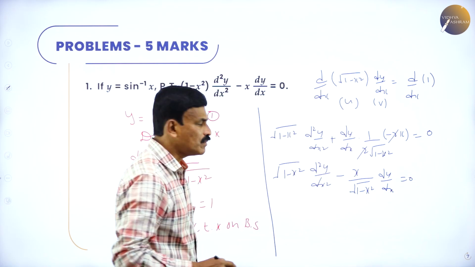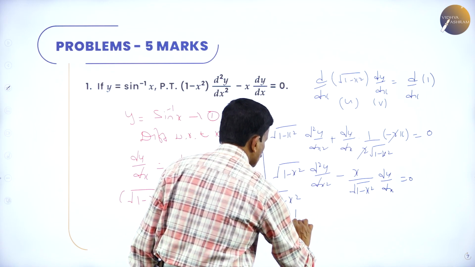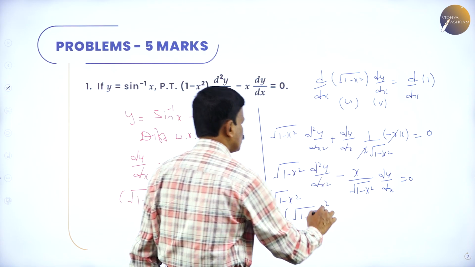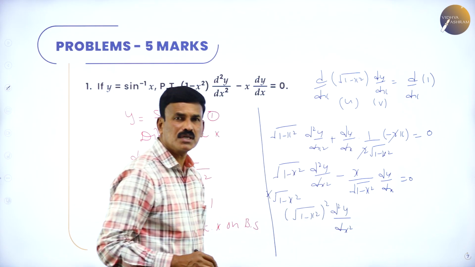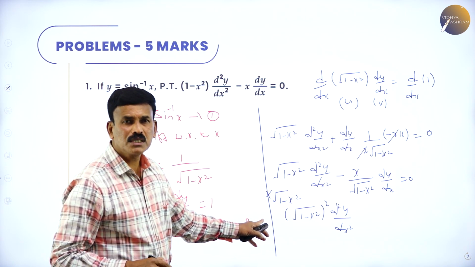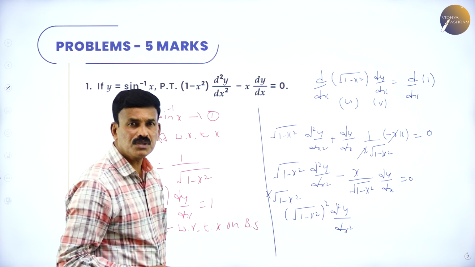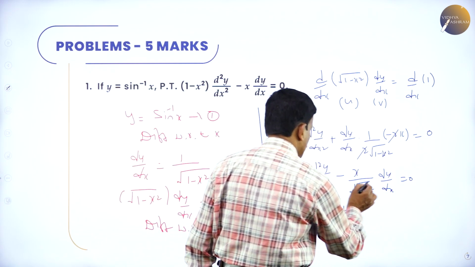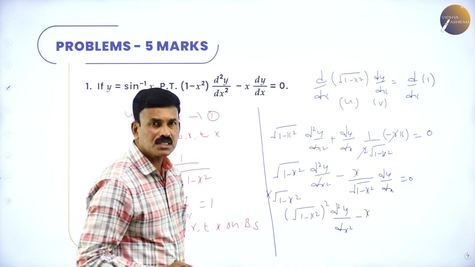Now just multiply by root of 1 minus x square. Root of 1 minus x square into root of 1 minus x square is root of 1 minus x square whole square, into d square y by dx square. Multiply the other term by root of 1 minus x square as well. Root of 1 minus x square into root of 1 minus x square is root of 1 minus x square whole square, d square y by dx square, minus these 2 get cancelled. Root of 1 minus x square, root of 1 minus x square get cancelled.